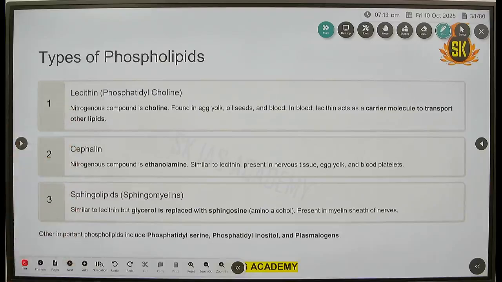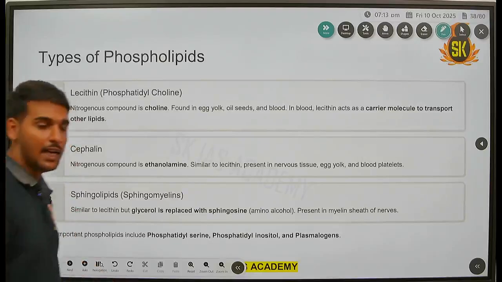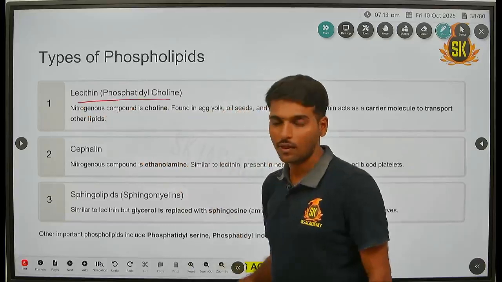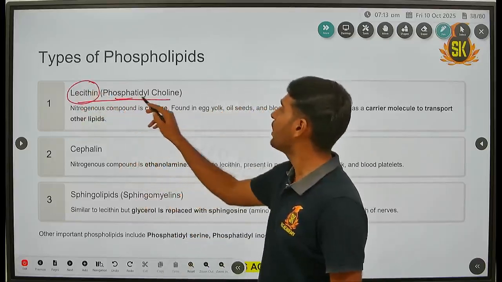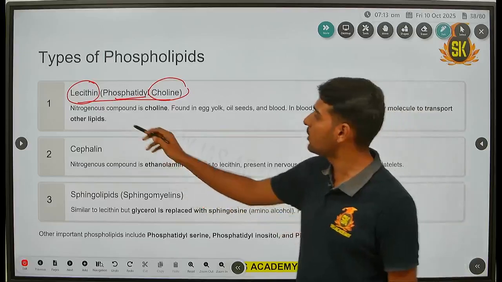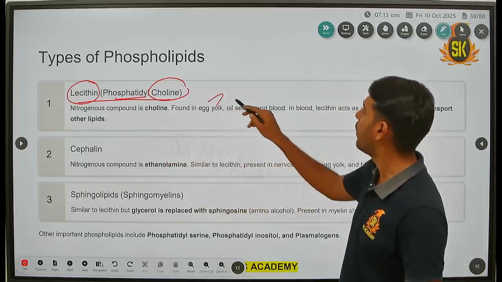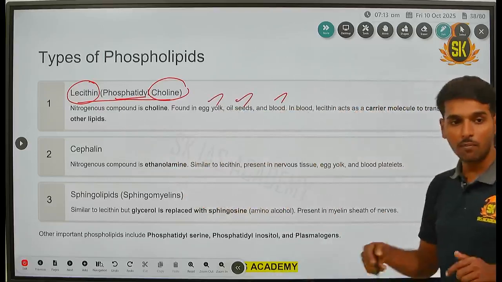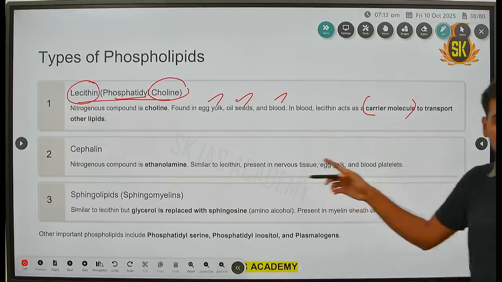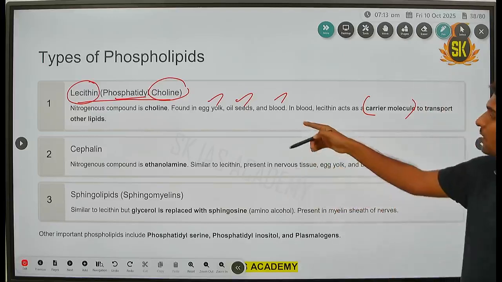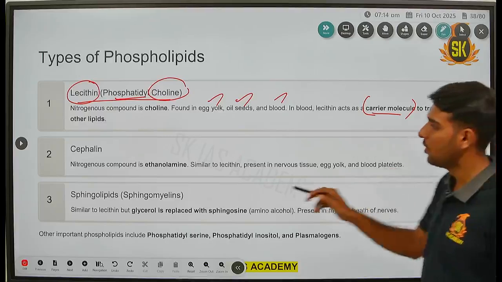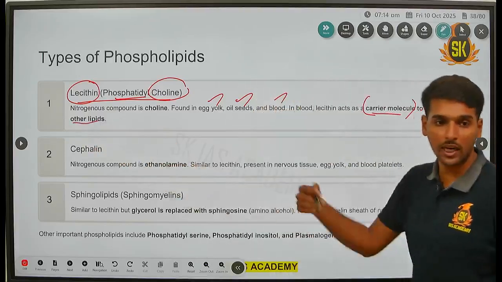Now, types of phospholipids. What are the types? Lecithin, phosphatidyl choline, which we just saw. That structure is lecithin. Lecithin is found in egg yolk, oil seeds, and blood. Within blood, it acts as a carrier molecule. Questions were asked in previous years regarding lecithin as a carrier molecule for transporting other lipids within blood.